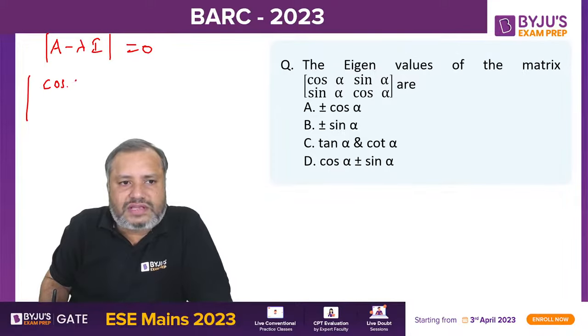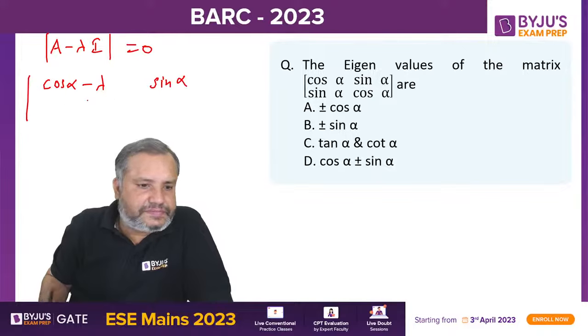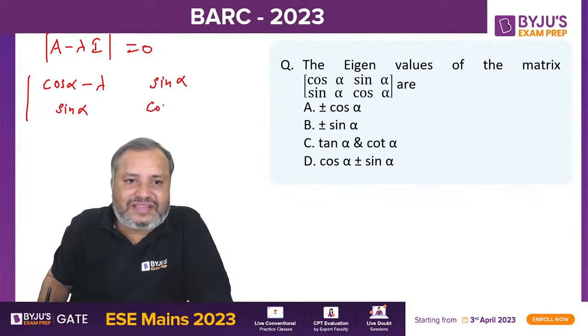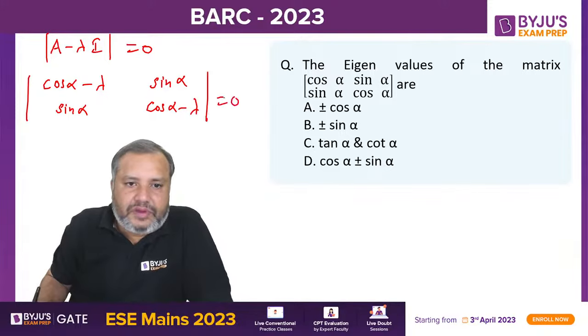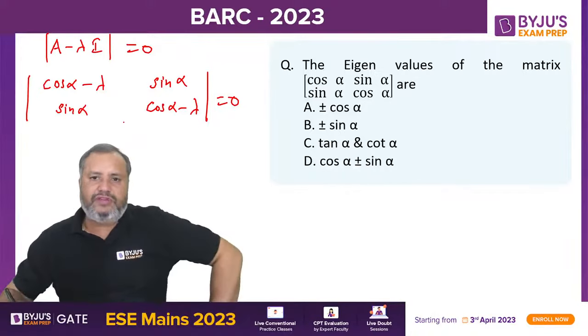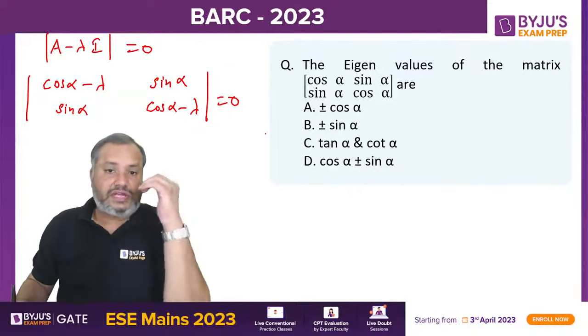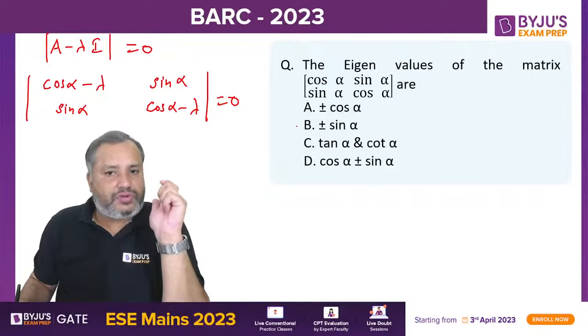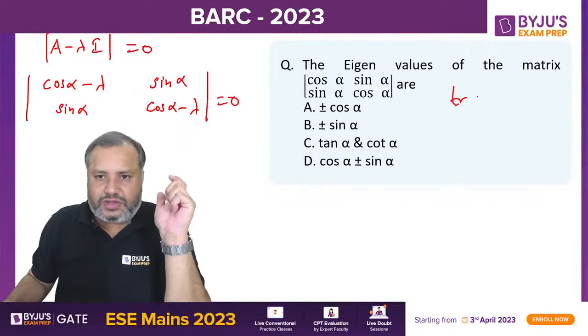Cos alpha minus lambda, sin alpha as it is, then again sin alpha, and cos alpha minus lambda. You can solve and find out the eigenvalues, but there is one more way by which you can check. Sum of the eigenvalues should be equal to the trace. So here the trace is 2 cos alpha.